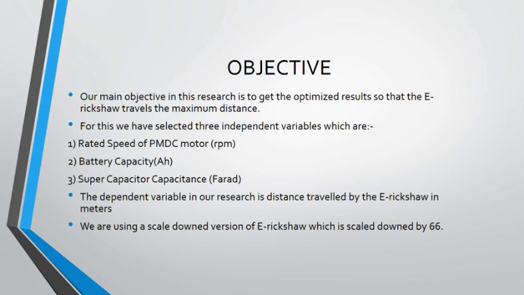Second is the battery capacity in ampere hours. That means the capacity of energy that can be stored in the battery. And the third important parameter is the capacitance of the supercapacitor. The dependent variable is of course the distance traveled by E-Rikshaw. And for doing all these experiments, we have made a scaled down model of E-Rikshaw by a scaling factor of 66.